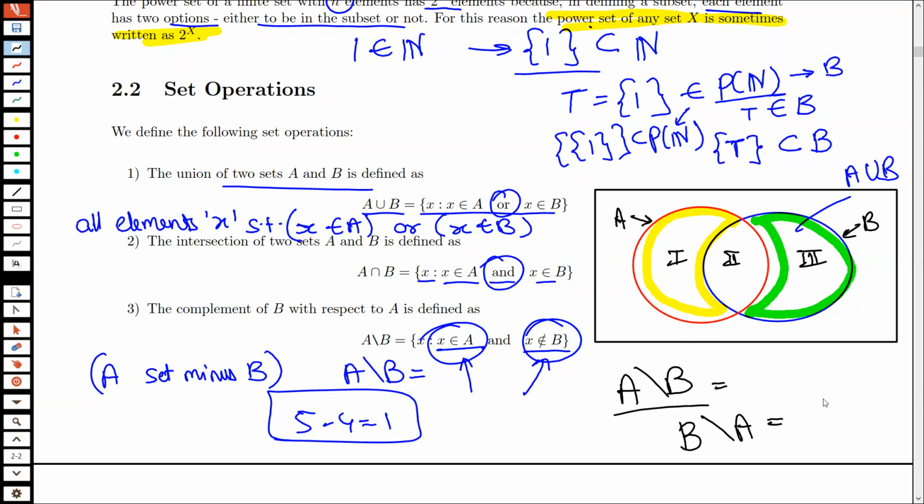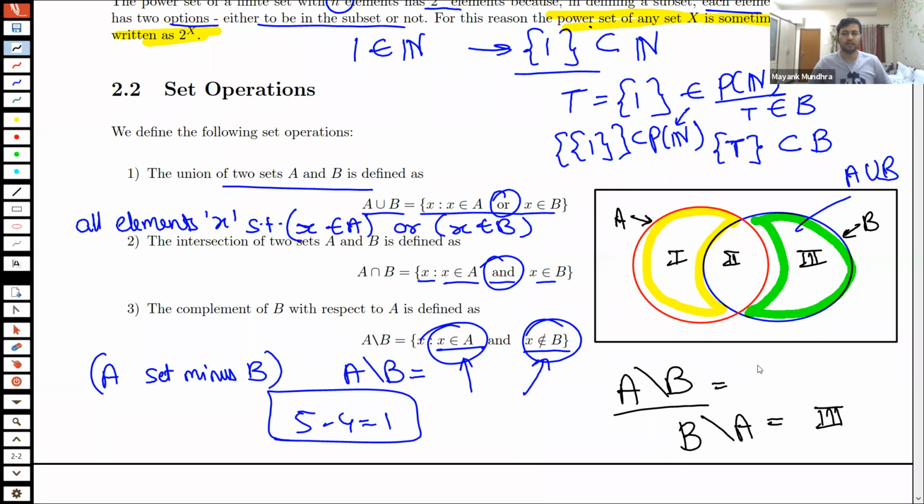So 3. Very good. It will be just region 3. Okay, so A minus B is region 1 and B minus A is region 3. So these are separate regions. So how is set minus different from A union B and B union A?